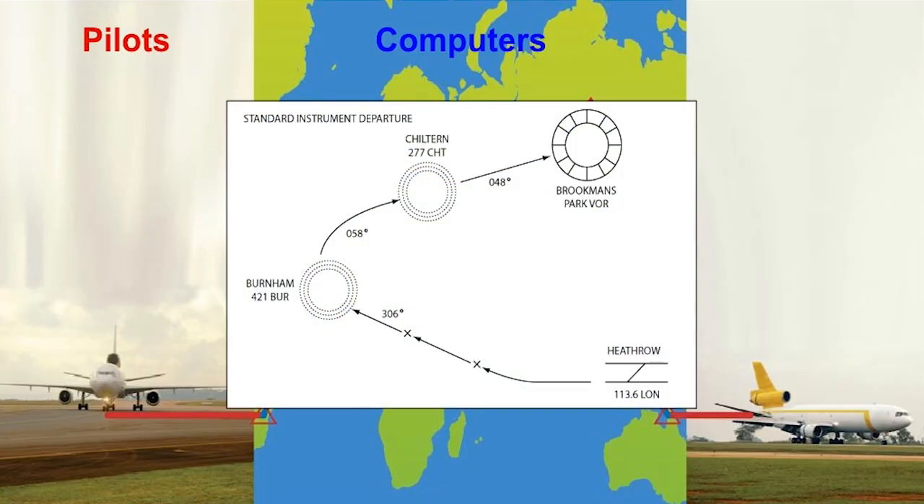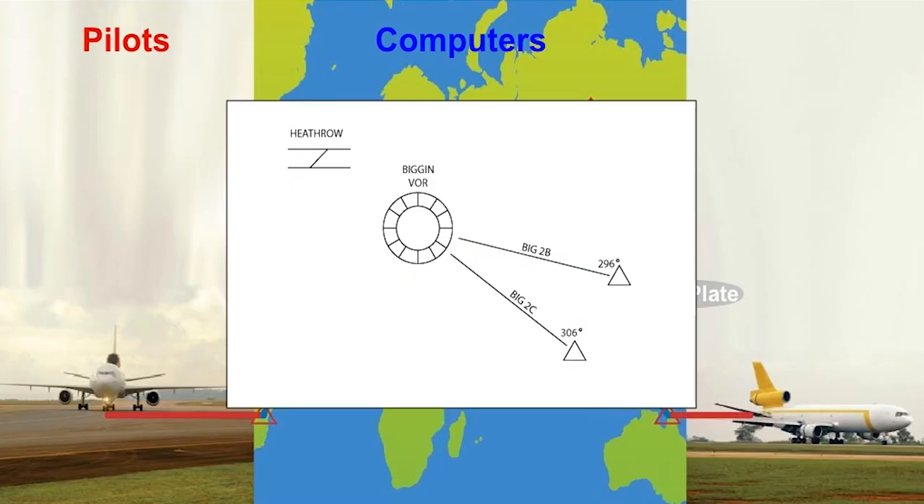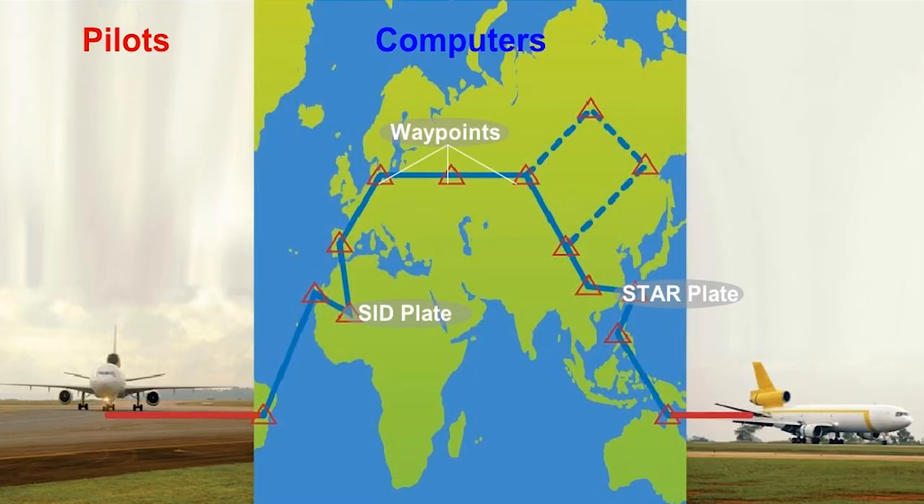Standard instrument departures will be followed on departure. Waypoints will be checked. Flight plan changes of direction will be performed. Standard instrument arrivals will be navigated on arrival. And even the landing will be performed by automated systems.